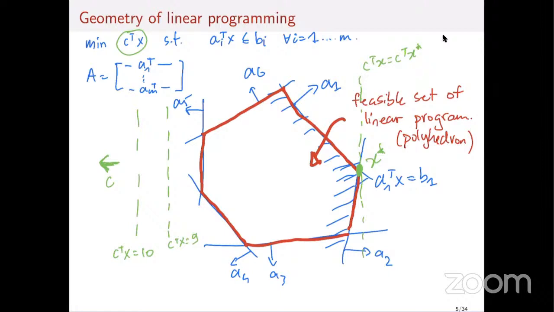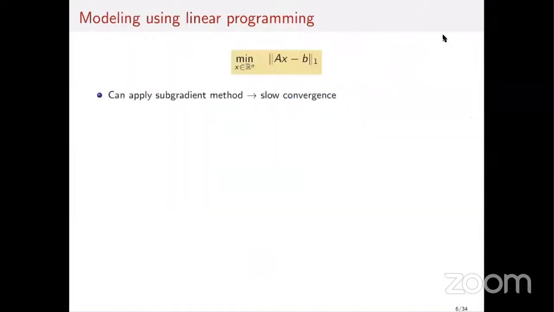Okay, now that I've given a brief overview of the geometry of linear programming, let me talk a bit about the modeling power of linear programming. What can you do? What problems can you solve using linear programming? In particular, I'll be interested in problems like regression problems, data fitting, and so on, which are very common in data science.